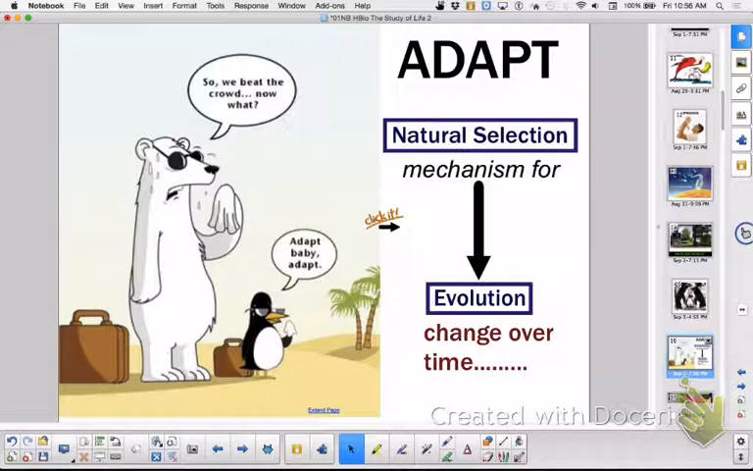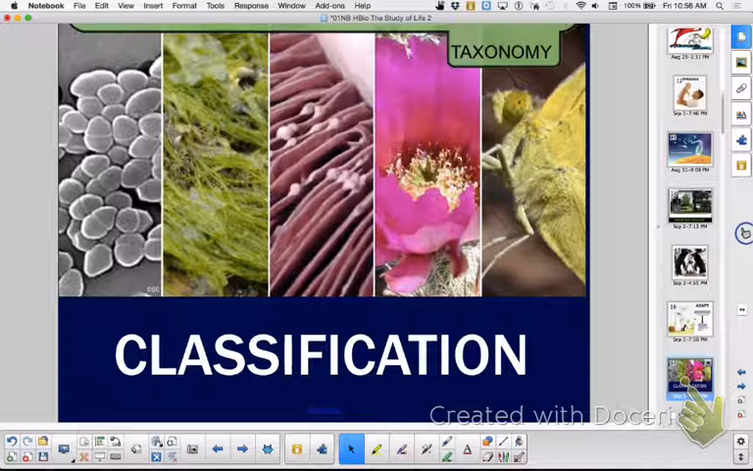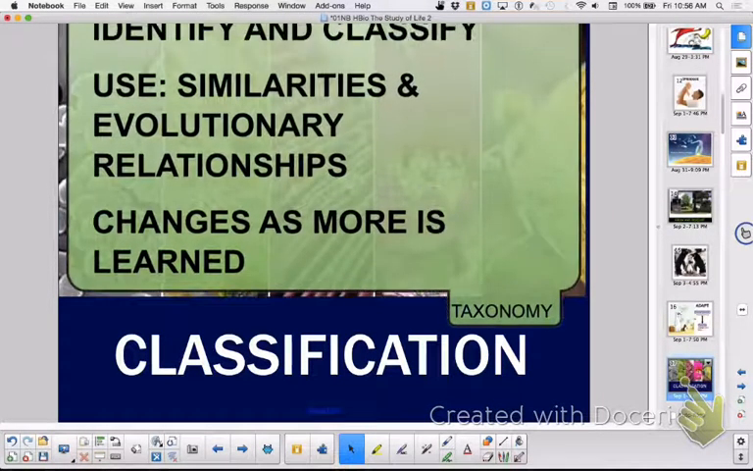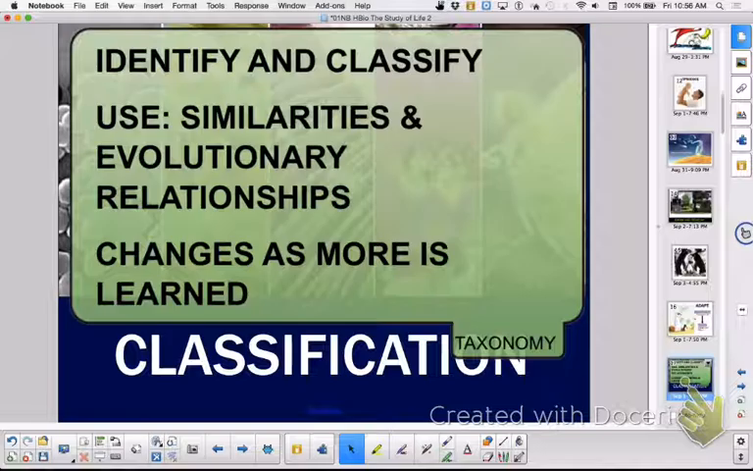All right, so these are big ticket items we're going to be studying this year. We'll be talking about organs and organ systems and tissues. We'll be talking about evolution, and about all these different organisms that have adapted to different environments. How are we going to classify them? That process is called taxonomy. In taxonomy, you look at similarities, how they appear, and you look at evolutionary relationships. Where did they come from?